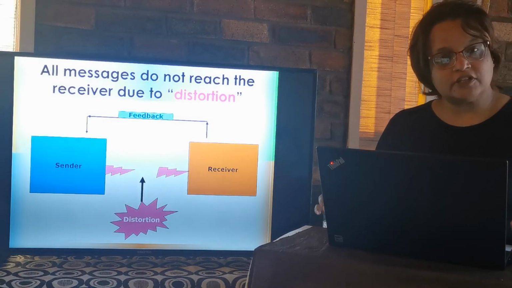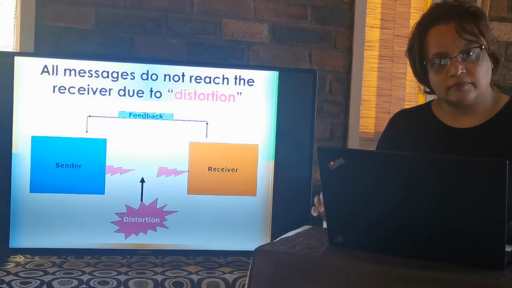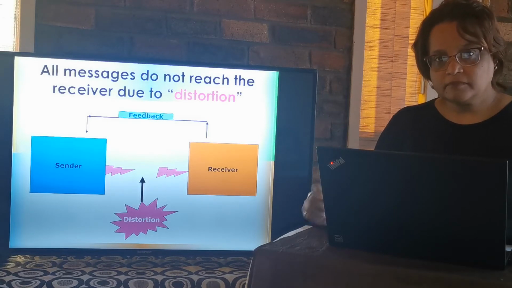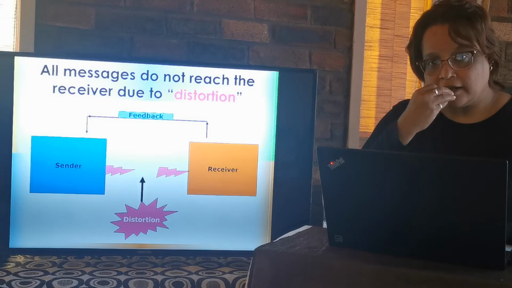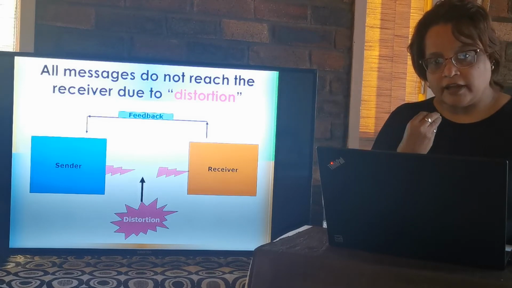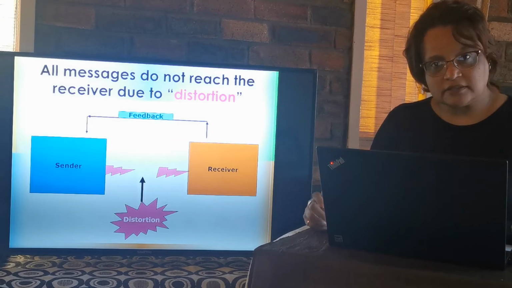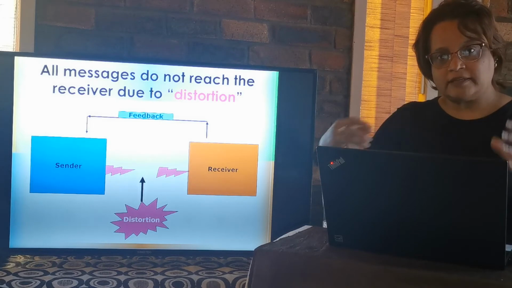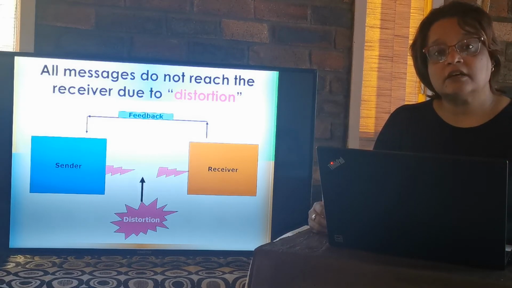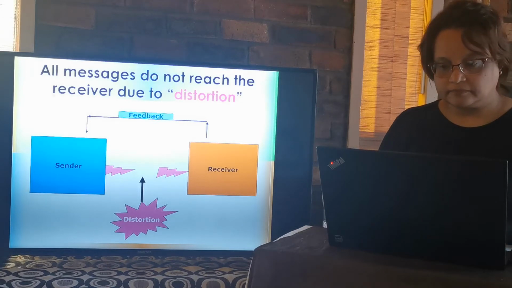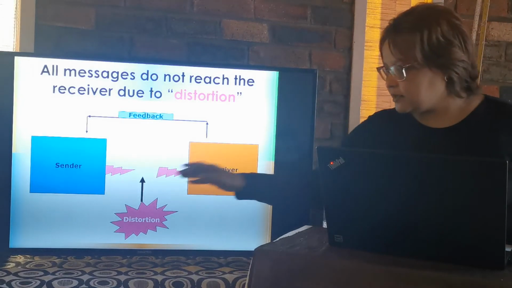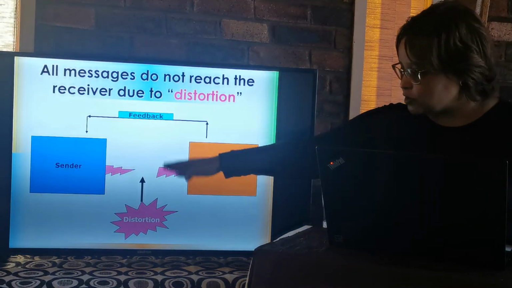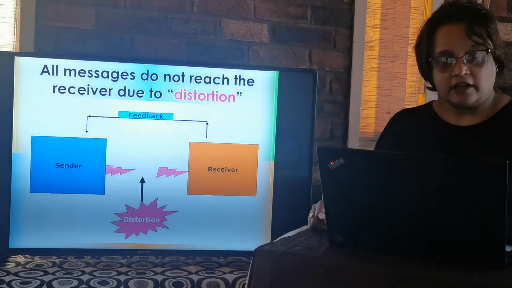All messages do not reach the receiver due to distortion. There might be a computer glitch. There could be a communication breakdown where the person completely does not understand what I'm talking about. So when there's a breakdown in communication, we say that the information is distorted. You can clearly see here, nice breakdown of that flash there. The sender wants to communicate, but because there's some breakdown, the receiver will not get the message.